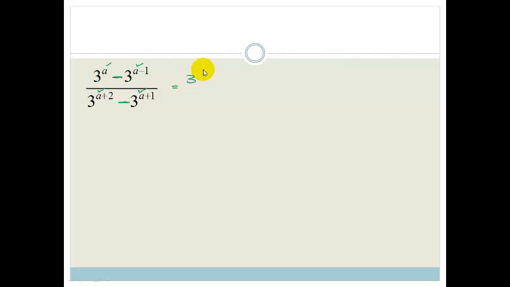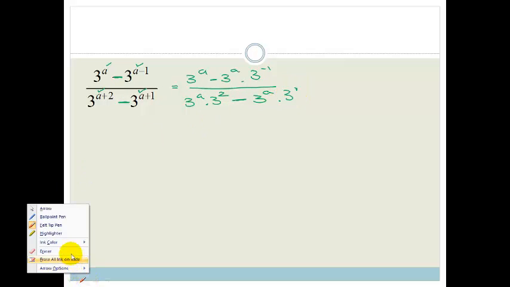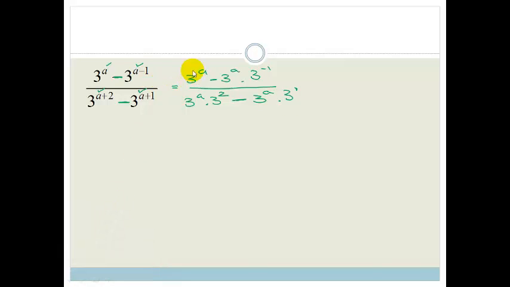So we've got 3 to the a minus. So we need to break this up. So that becomes 3 to the a times by 3 to the minus 1 all over 3 to the a times by 3 squared, that's that a plus 2, minus 3 to the a times by 3 to the 1. Now if you look carefully, and we've already kind of mentioned it, you can see we've said that there, 3 to the a, 3 to the a, 3 to the a, 3 to the a. Obviously that means what? We have a common factor of 3 to the a at the top, and we've got a common factor of 3 to the a at the bottom.